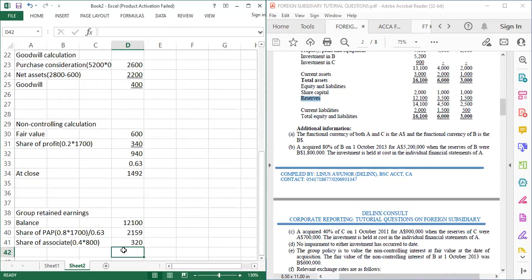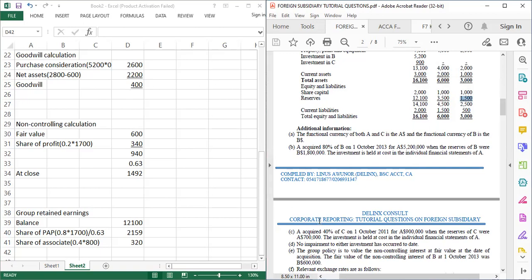Please, why is the 800? The 800 is the difference. You can see that the result for the associate is 1,500. But the time that we acquired them, 40%, 2011, that was so many years ago. But the profit that we are showing over there is just the profit for the year. So since we are preparing the statement of profit or loss for this year, we show the share of their profit for this year.